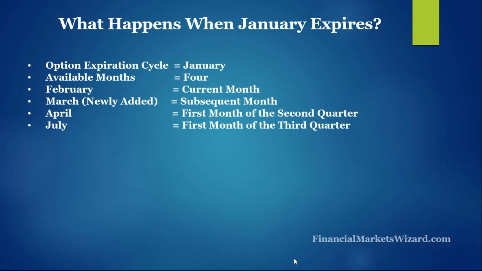and April and July will still be there because the stock belongs to the January cycle: April, first month of the second quarter, July, first month of the third quarter. So we will have February, March, April, and July.